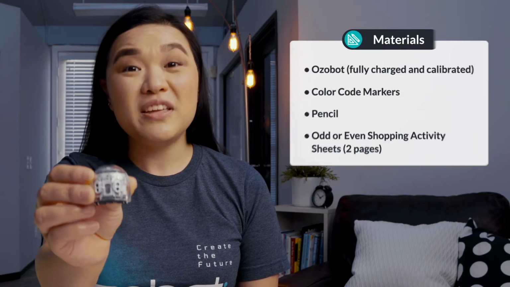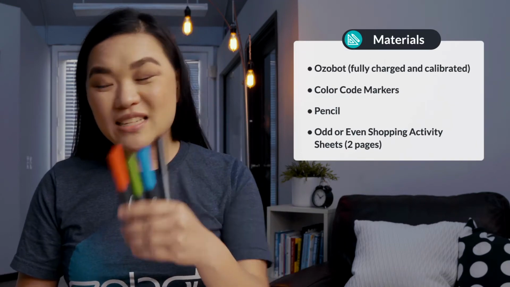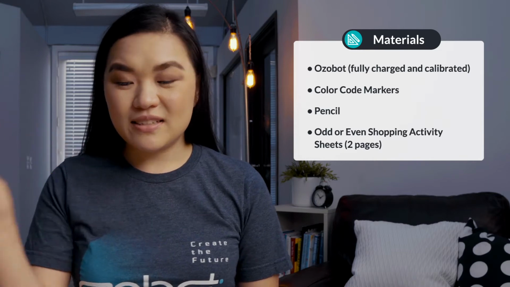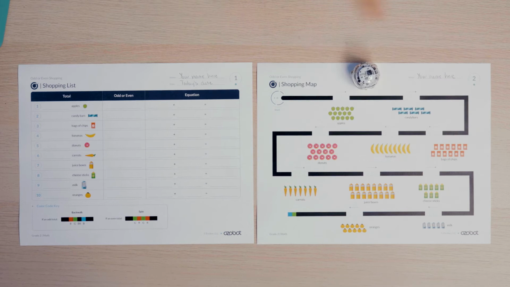For today's lesson, you will need an Ozobot fully charged and calibrated, color code markers, a pencil, and your even or odd shopping activity sheets. Make sure to have both pages.